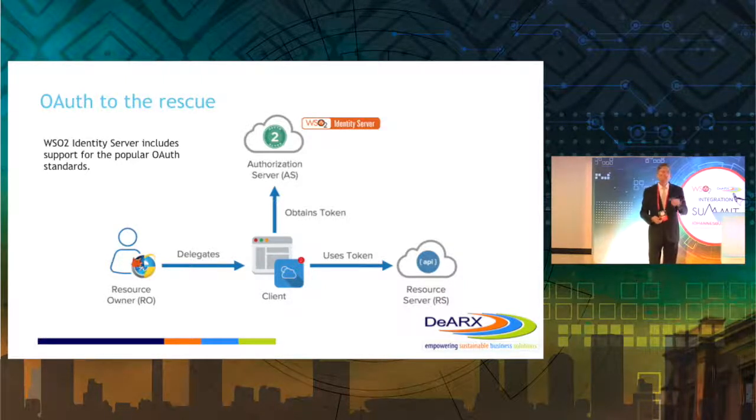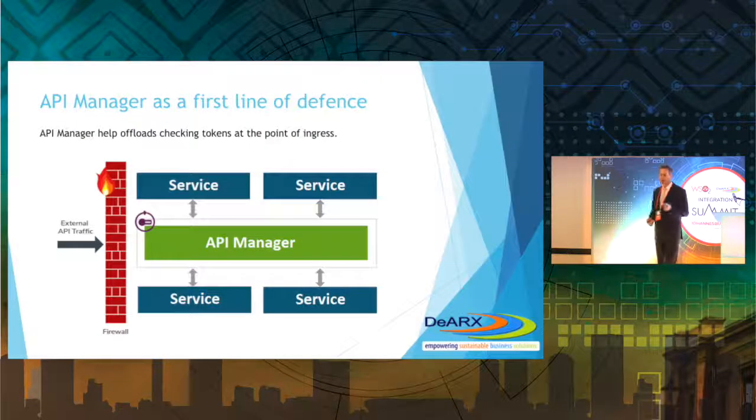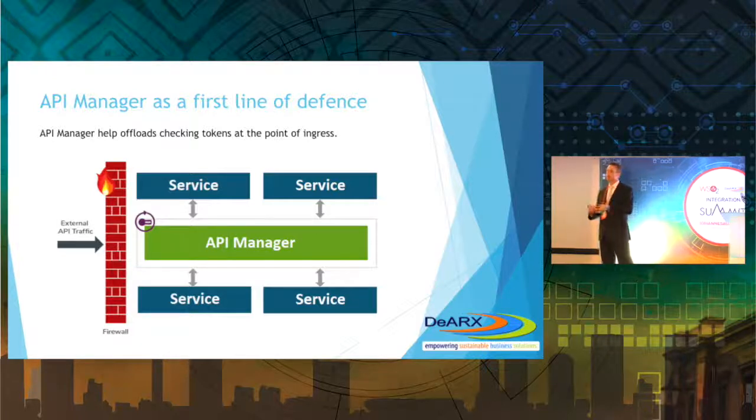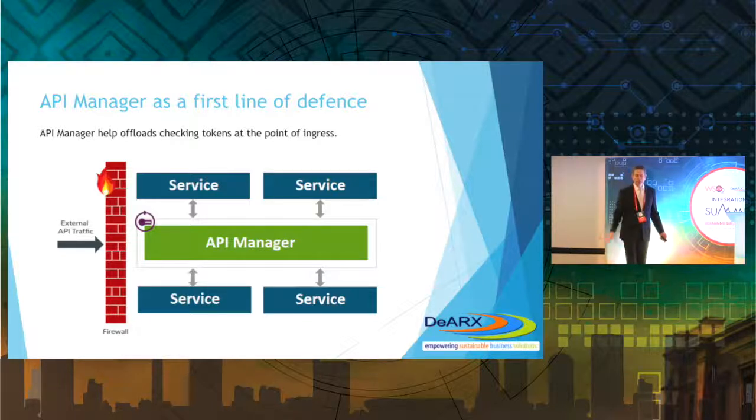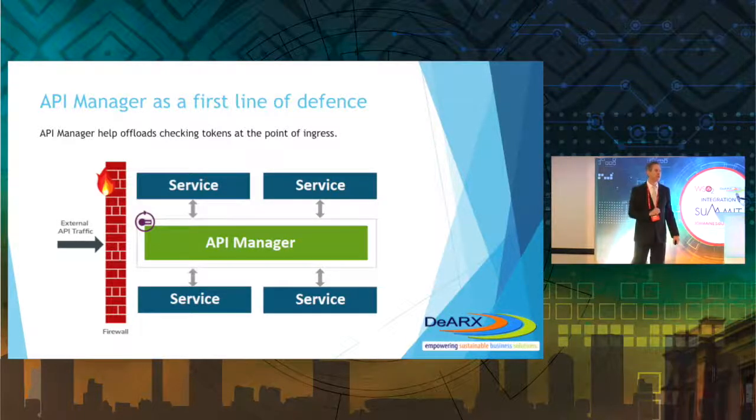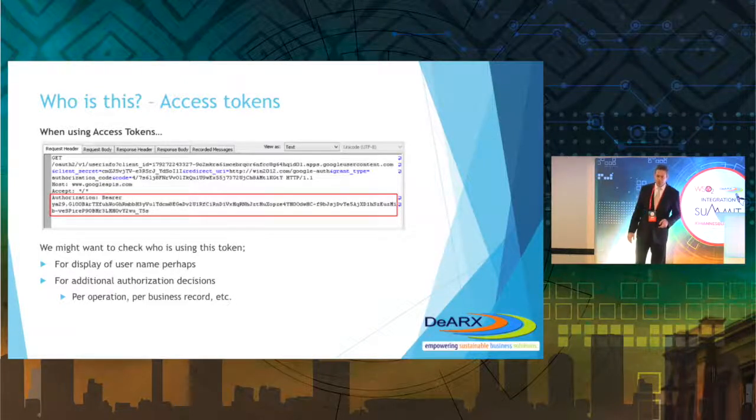So the whole mechanism for OAuth is to create this key, and then I use something like an API manager to give me this first point of entry. I call it my first line of defense. Now as I develop services within my distributed application, I don't need to go and authenticate that this user is able to use this API each and every time. I can offload some of that responsibility to a centralized infrastructure like the API manager.